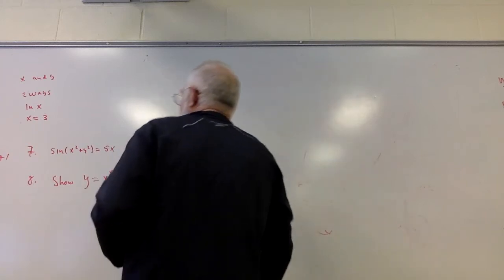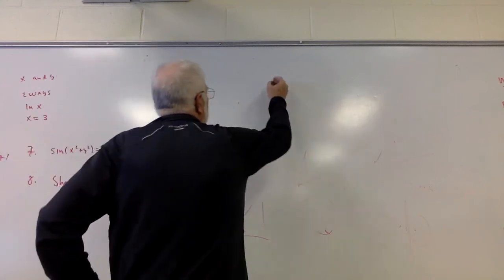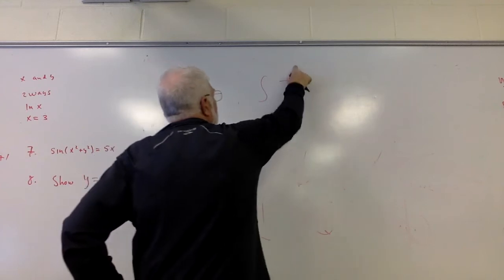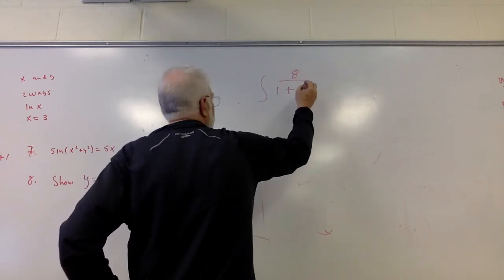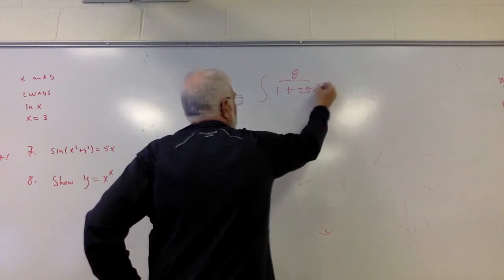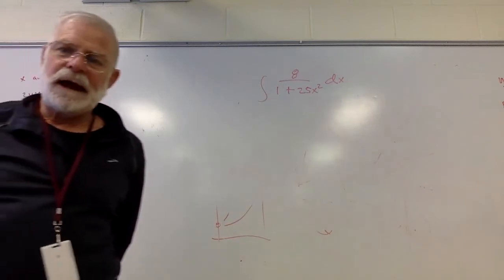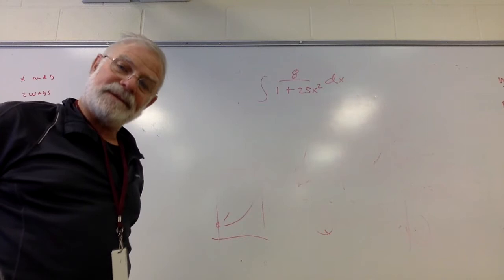All right, so we got the little practice there. Here's one. You haven't seen this one too much, but let's see if you can knock it out of the park. Let's look at the integral of 8 over 1 plus 25x squared, dx. I haven't looked at that too much, but I'm hoping that you can spot arctan.